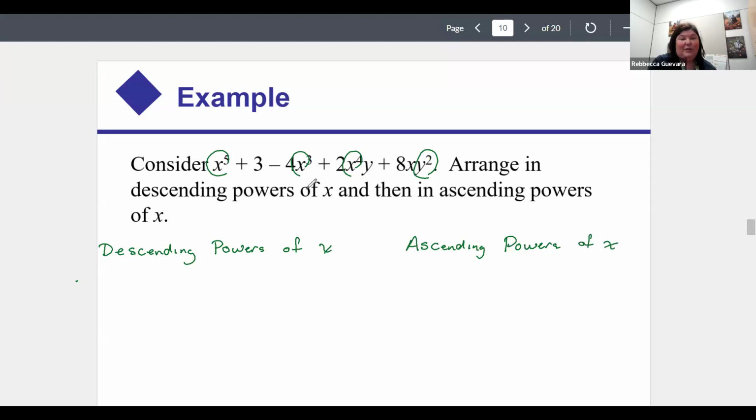So if I'm doing descending powers, my smallest power would actually be this one because I don't have an x on it. So that would be the first one. Then the next highest power for x, and I circled the wrong thing over here. I think I just missed it. There we go. Then the next highest one would be this one because we have x to the power of 1.